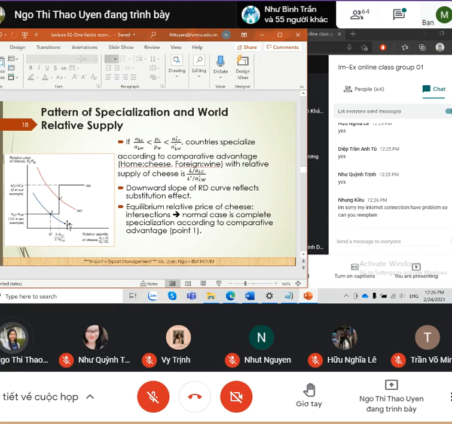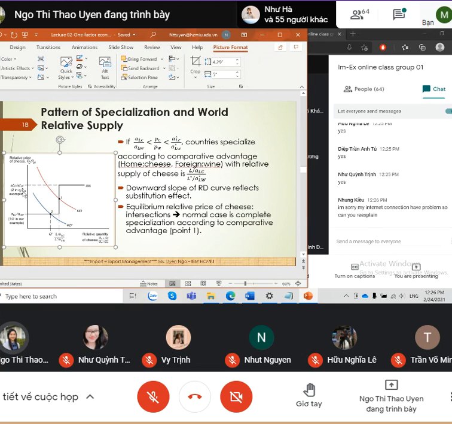Because the curve is downward sloping like this. Increase this, meaning that you move in this direction, and your relative quantity decreases. What does relative quantity decrease mean? This whole term decreases, meaning that the quantity of cheese becomes smaller and smaller compared to the quantity of wine.